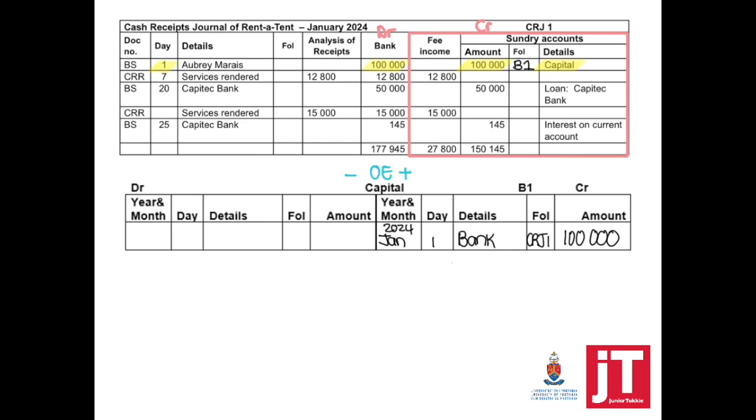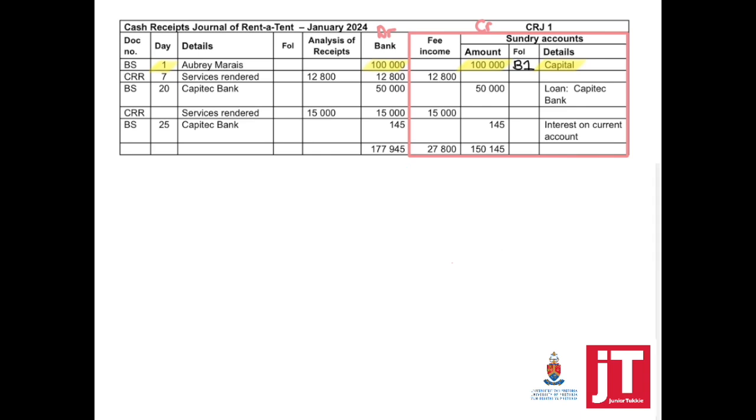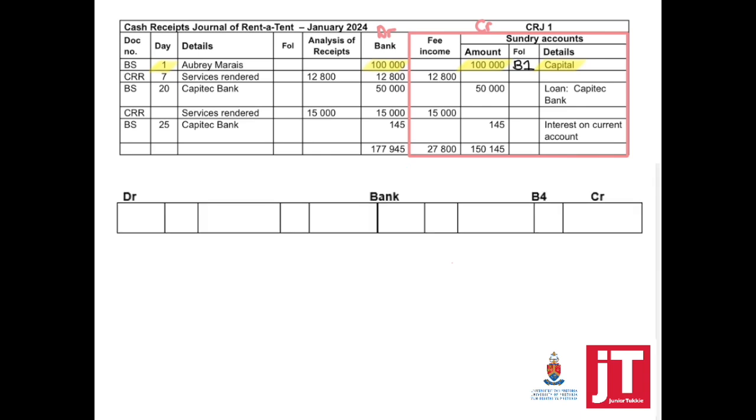Now, the last step, in our journal, we need to indicate. Now we're going to fill that in folio. Where did we take this? We took this to account number B1 in the general ledger. Bank. From the cash receipts journal, bank will always be debited.